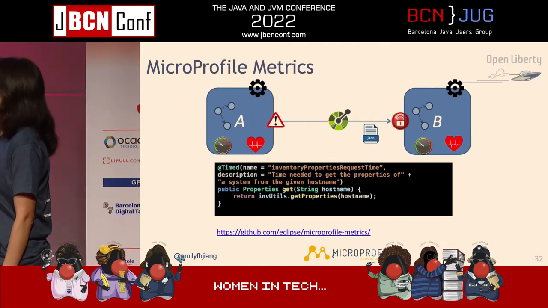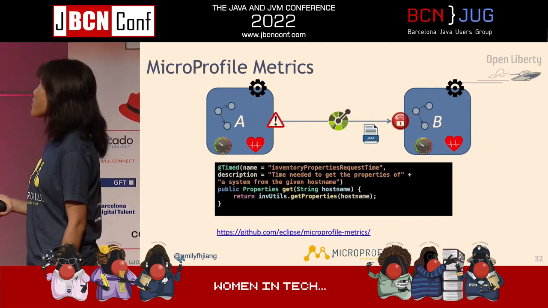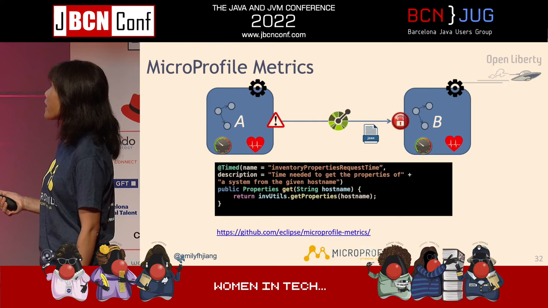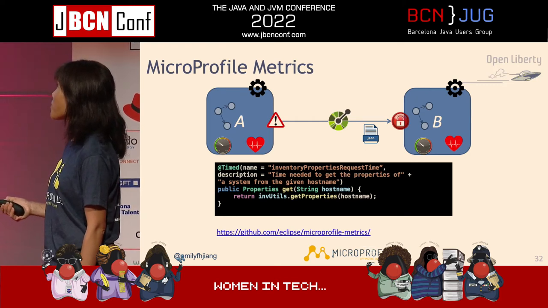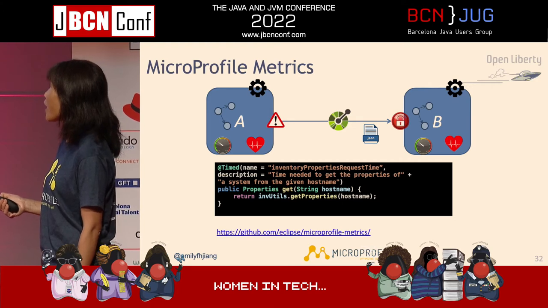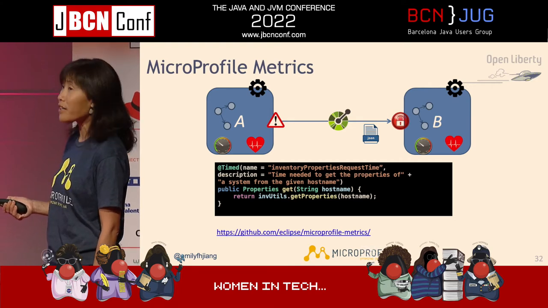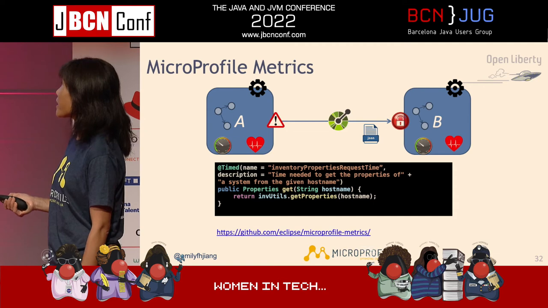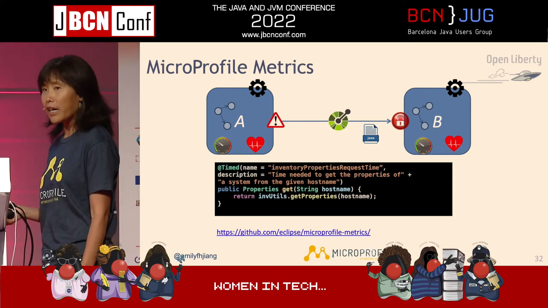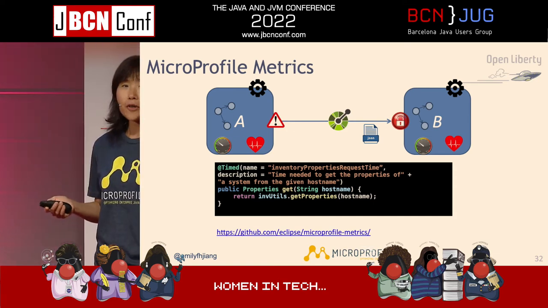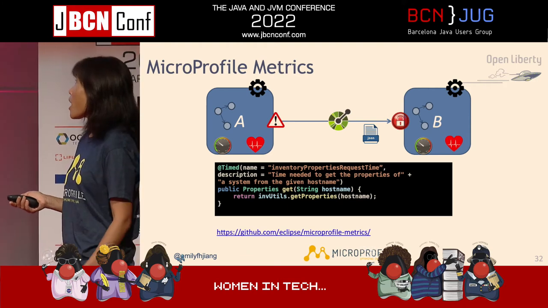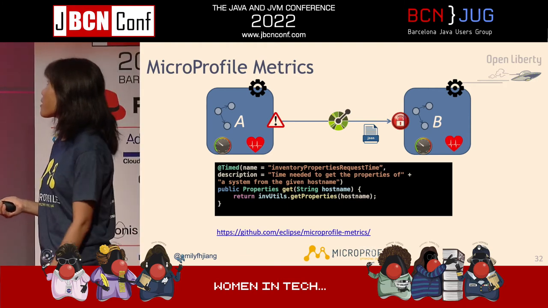So the next one is the metrics. I mentioned the application metrics. You can just use the MicroProfile metrics annotations, like timed, metered, and counted. So add any of the above application metrics for you so that you can directly push to Prometheus, et cetera.